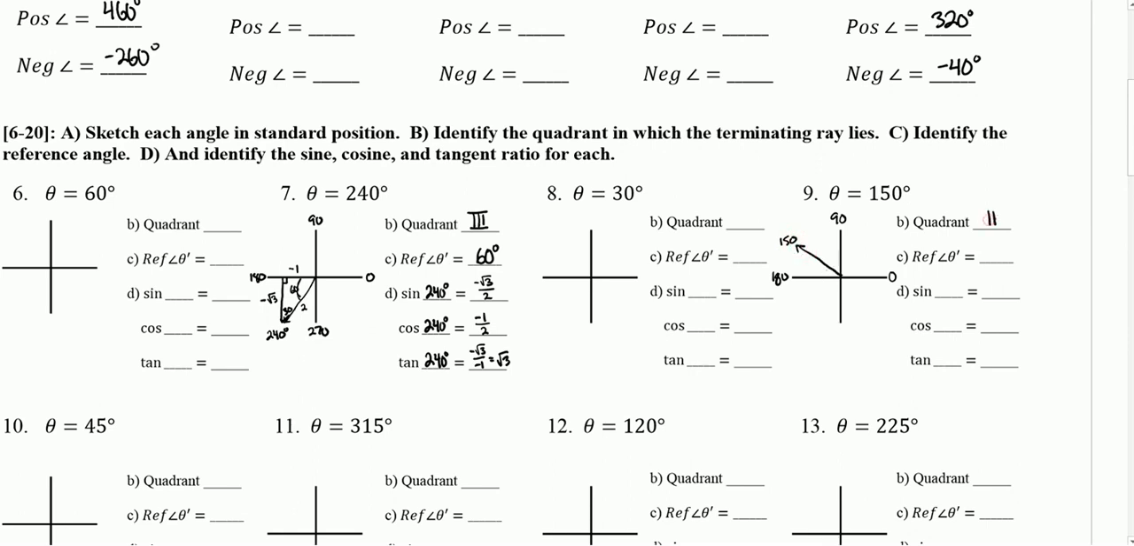We're in quadrant 2. Our reference angle is the angle from the terminal side to the x-axis always, and it's always an acute angle. And that angle is the difference between 180 and 150, which is 30 degrees. So we have a 30, 60, 90.